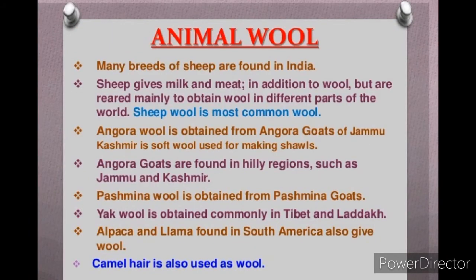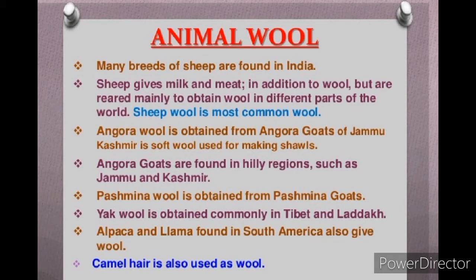Now, animal wool. Many breeds of sheep are found in India. Of course, we all know. Sheep gives milk and meat in addition to wool, but are reared mainly to obtain wool in different parts of the world. Sheep wool is the most common wool. Yes, of course, we all know that mainly the wool bearing animal is only sheep.